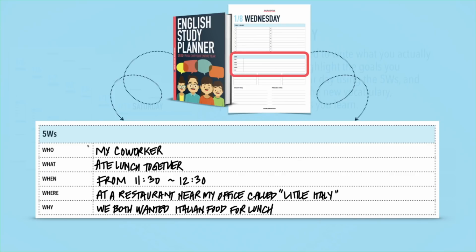So, for who, I wrote, my coworker. What? We ate lunch together. When? From 11:30 to 12:30. Where? At a restaurant near my office called Little Italy. Why? We both wanted Italian food for lunch. Why is this important? You see, I didn't write a full paragraph. I just wrote notes that filled in the 5 W's.